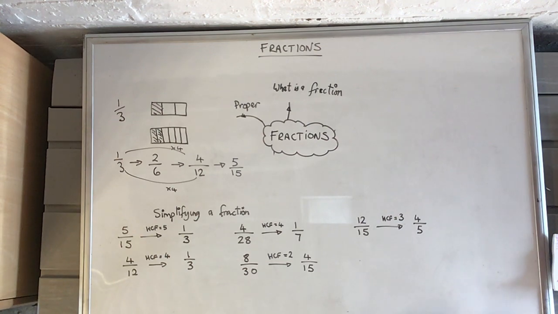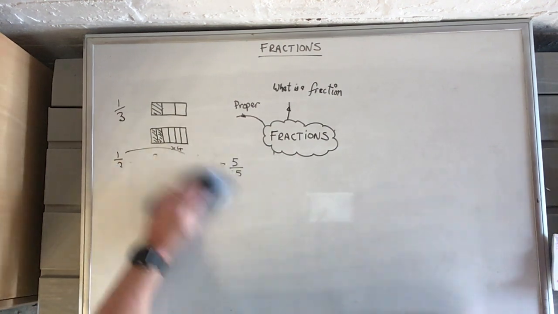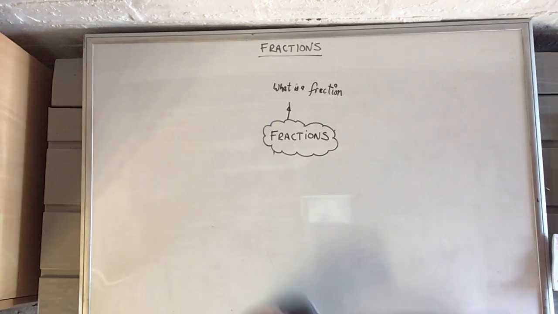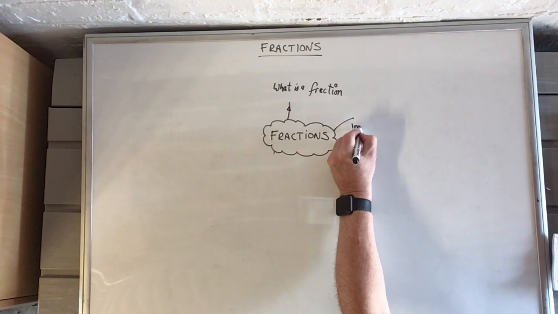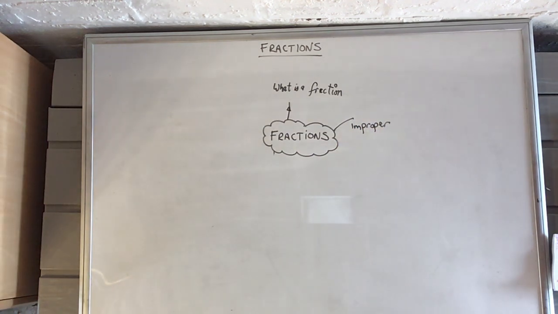Okay, this is just a wee summary of all the important things you need to know about fractions. So we're doing a proper fraction. A proper fraction, remember, is a value that is less than the whole. Okay. So let's look at improper fractions. So let's do the improper fraction over here. Improper. Well, that's a fraction that's more than the whole.